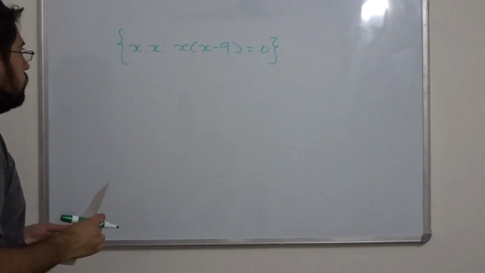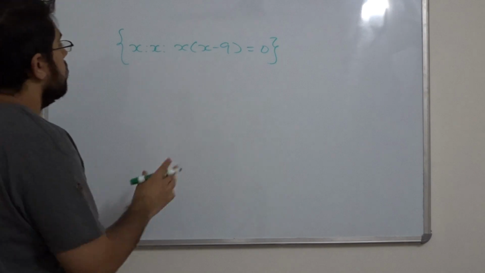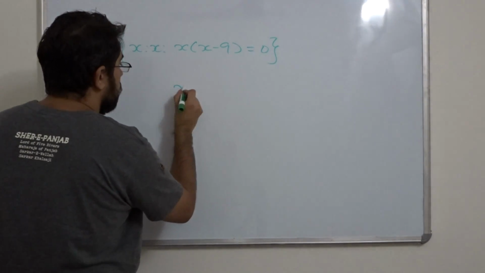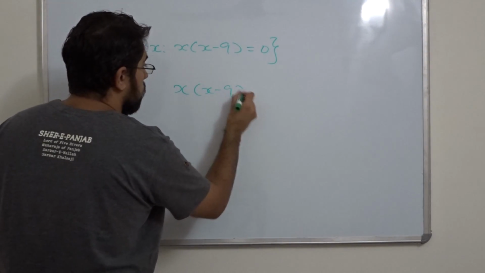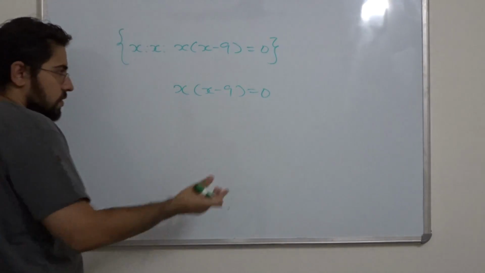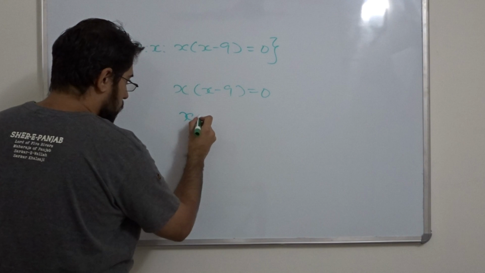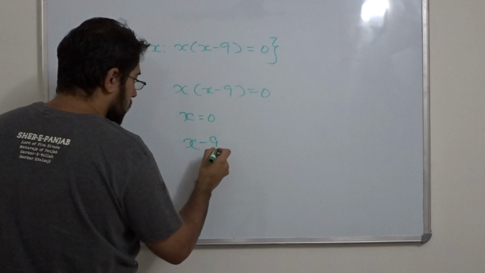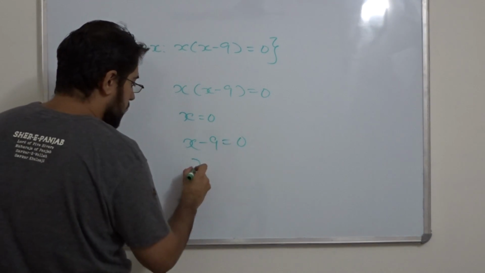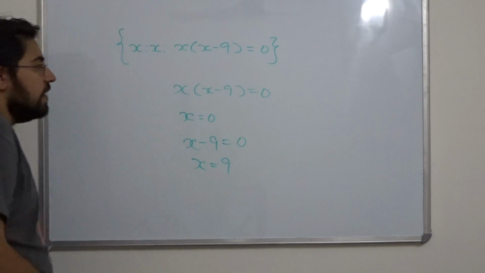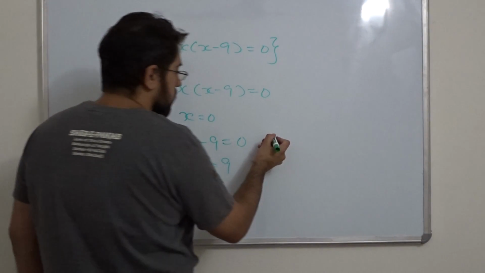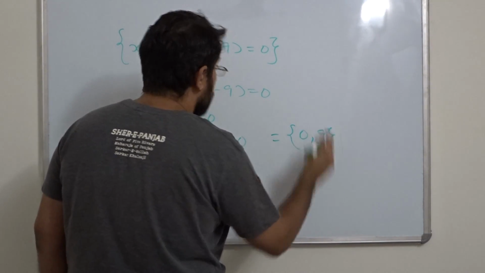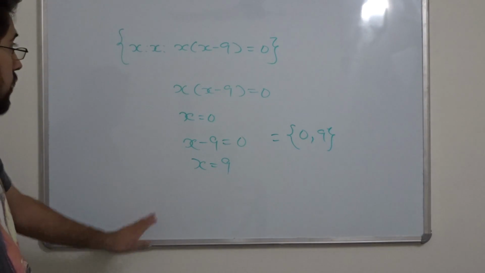So what's the solution to this example? It has a simple solution as well. You first equate the factors to 0 by using the null factor law. I hope you know what the null factor law is. You equate x to 0 and then you equate x minus 9 to 0, and then x equals 9. So the final solution is, this has two definite solutions, 0 and 9.